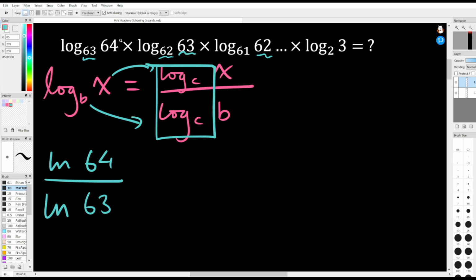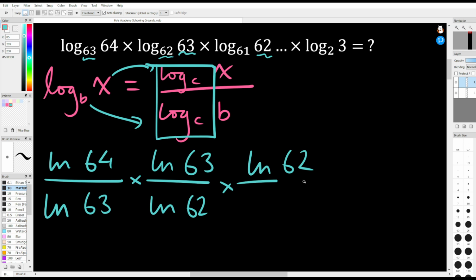So in the original expression, we would have times the natural log of 63 over the natural log of 62. And we'll continue this one more time: times the natural log of 62 over the natural log of 61. And let's put dot dot dot, which represents the rest of the terms.